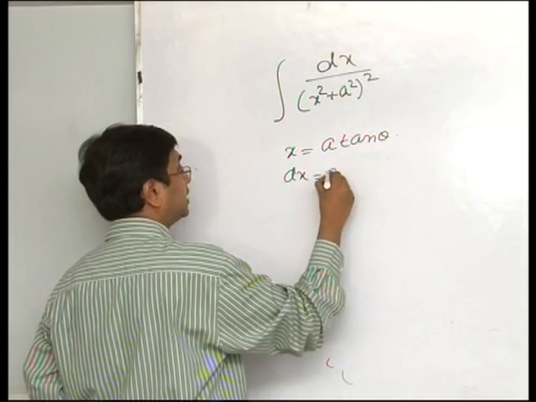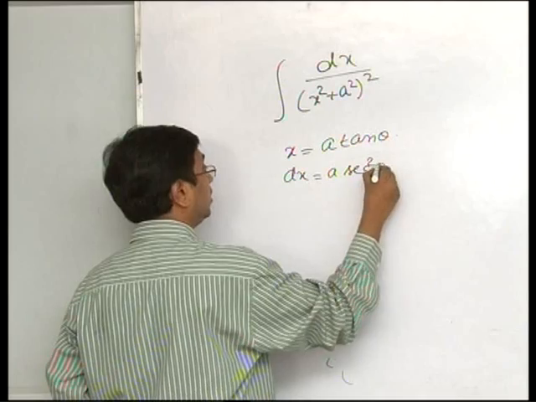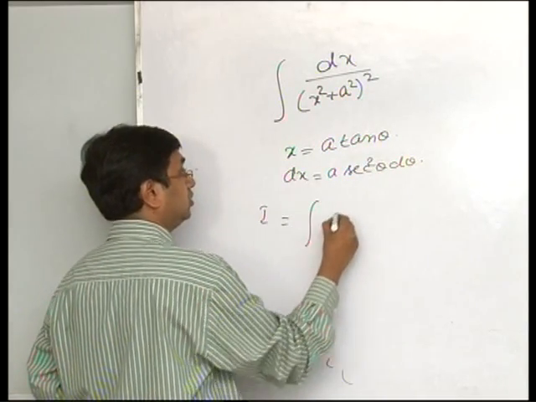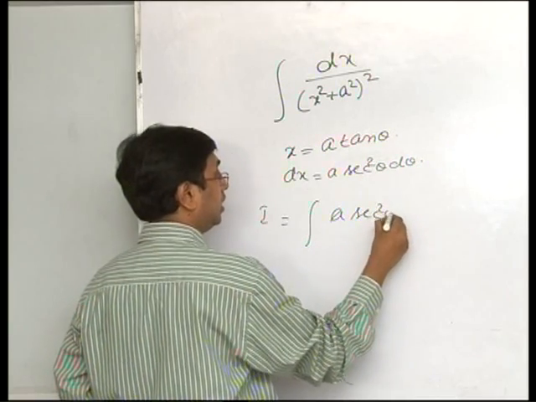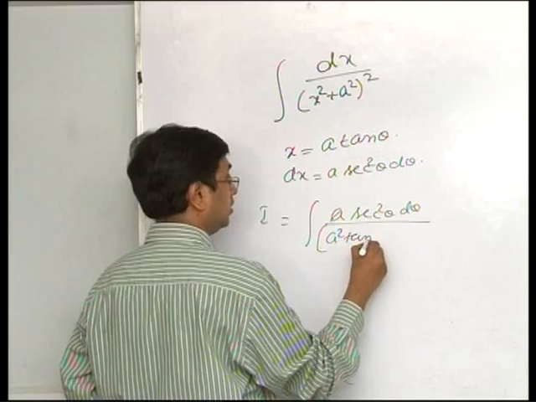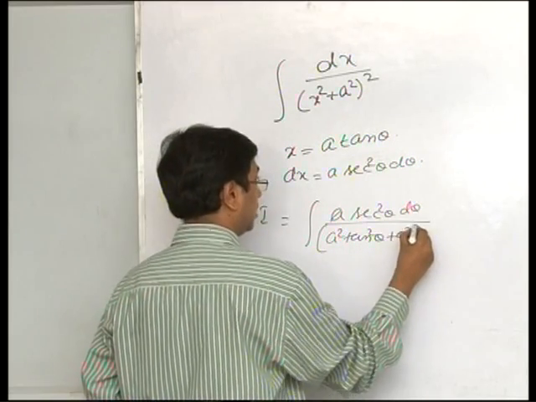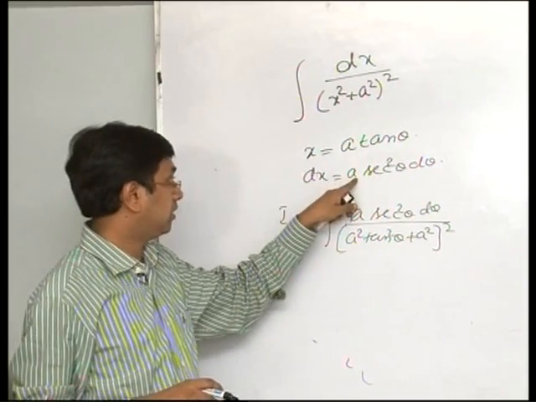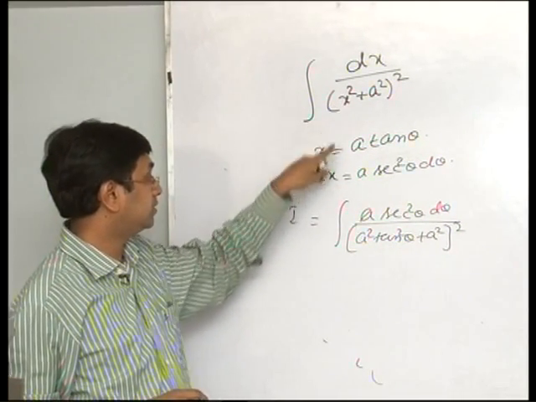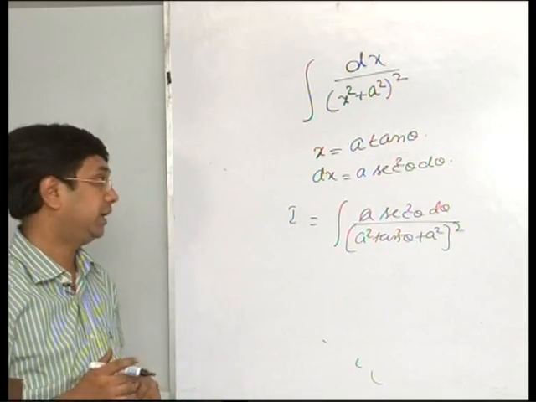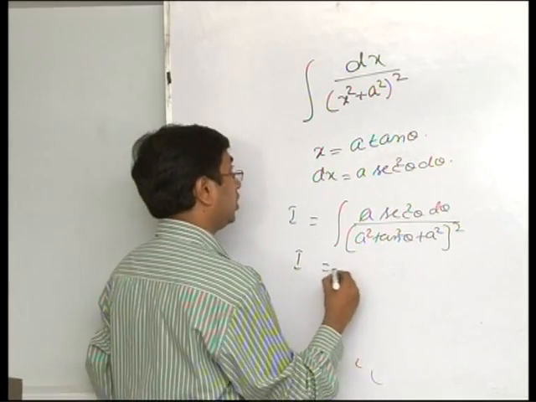So what would be dx? a sec square theta d theta. So what would I reduce to? a sec square theta d theta upon what? a square tan square theta plus a square whole square. So dx, the value has been substituted in this, and x we have taken a tan theta, so x square becomes a square tan square theta. So I is equal to what?